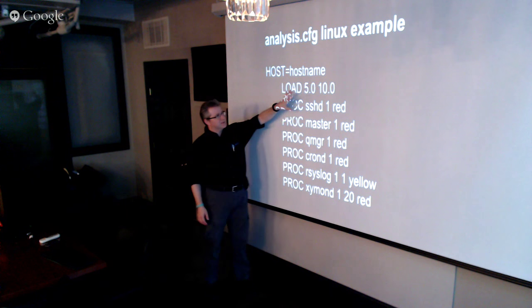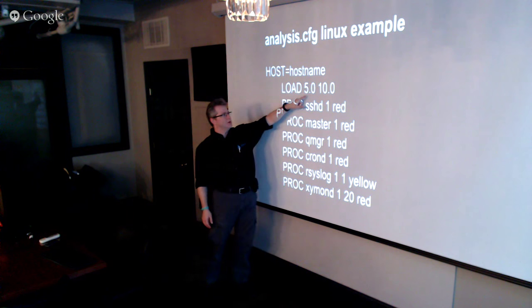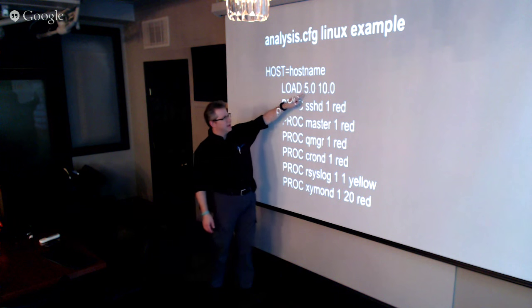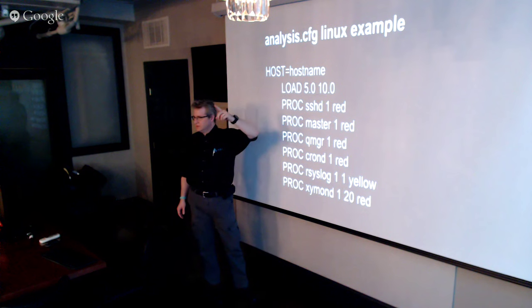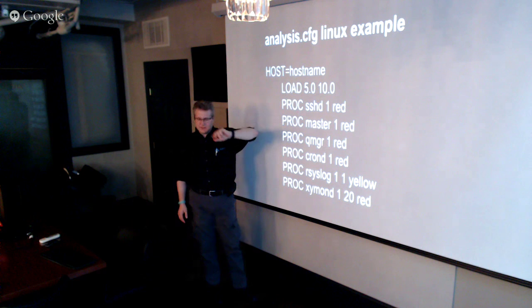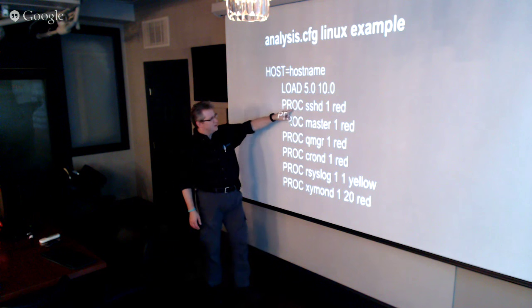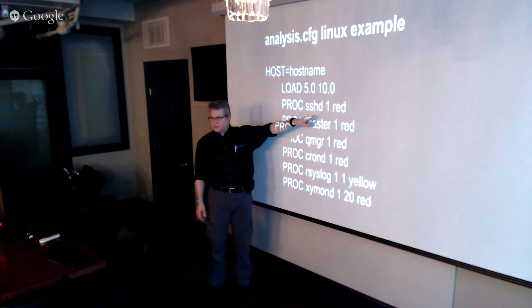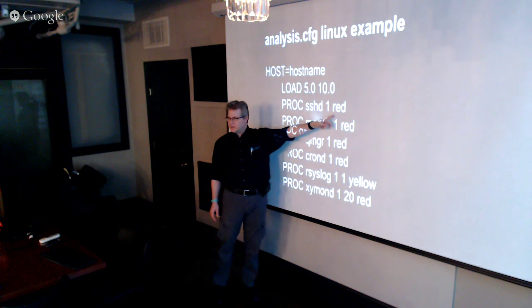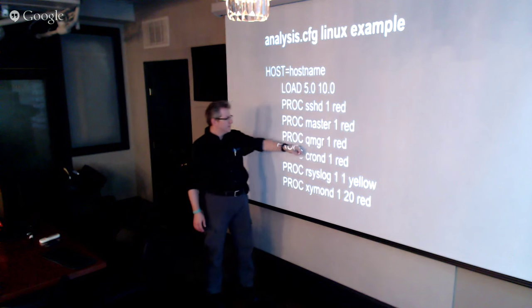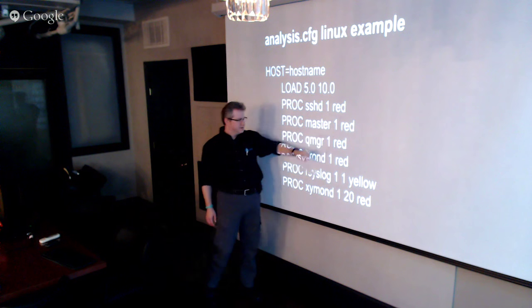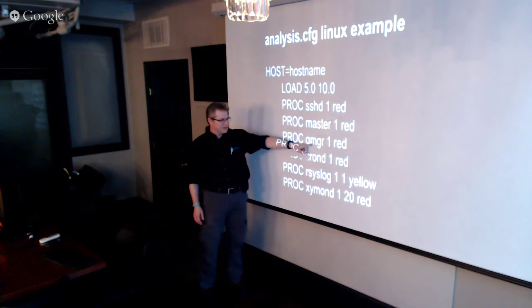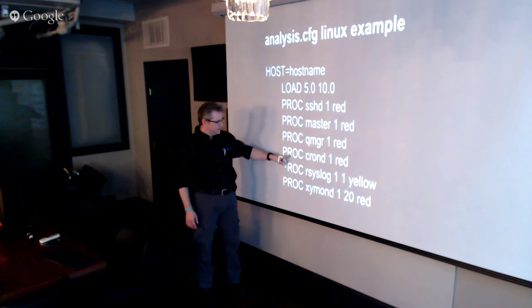This is a Linux specific one, so I'm doing a load. This is yellow, this is red. So you got red, yellow, green. Those are your three big states. I'm also going to look for a process called SSHD. There should be at least one running. If it's not, it's going to be red. I'm also going to look for postfix. This is the queue manager.